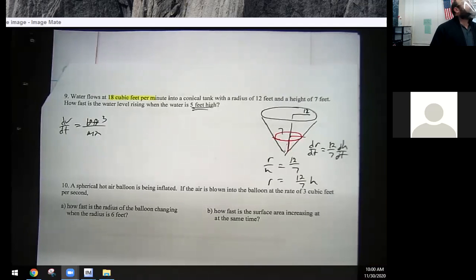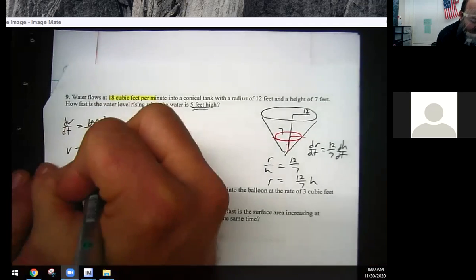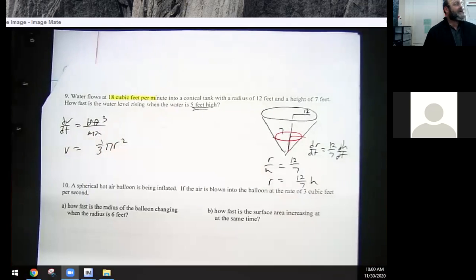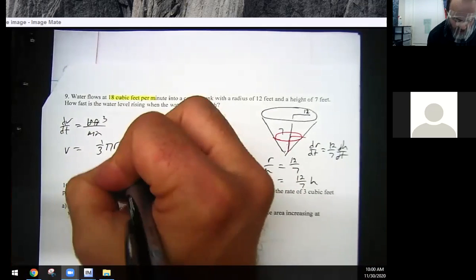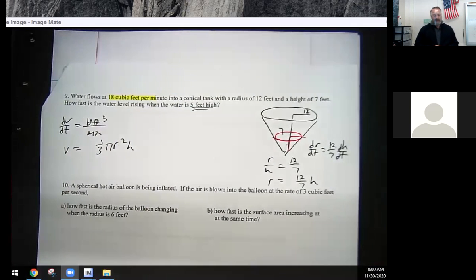So what's the volume of a cone? You guys remember what the volume of a cone is? One third pi r squared h. That's our story. It's 1/3 pi r squared h.